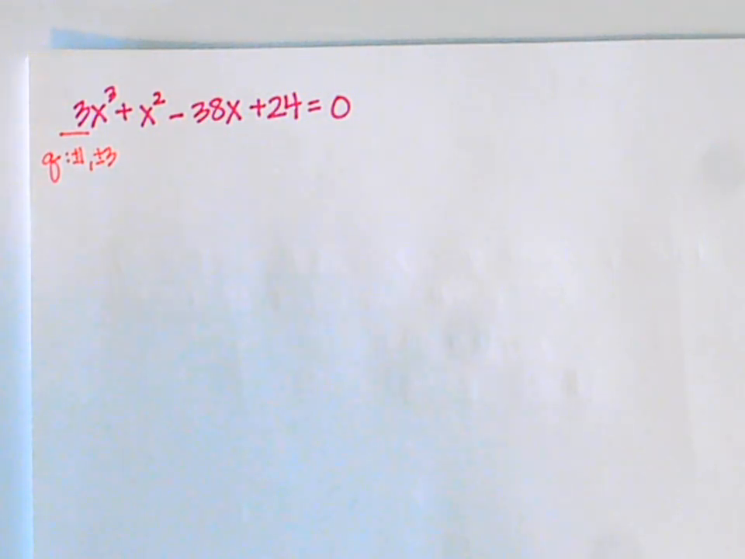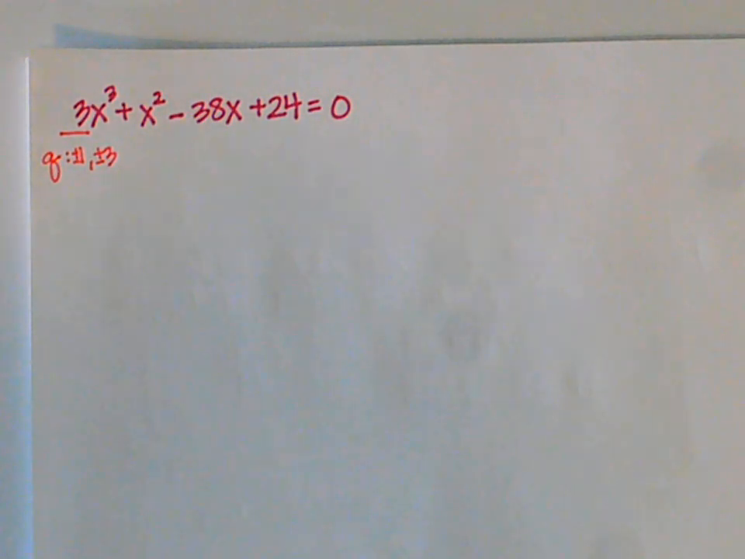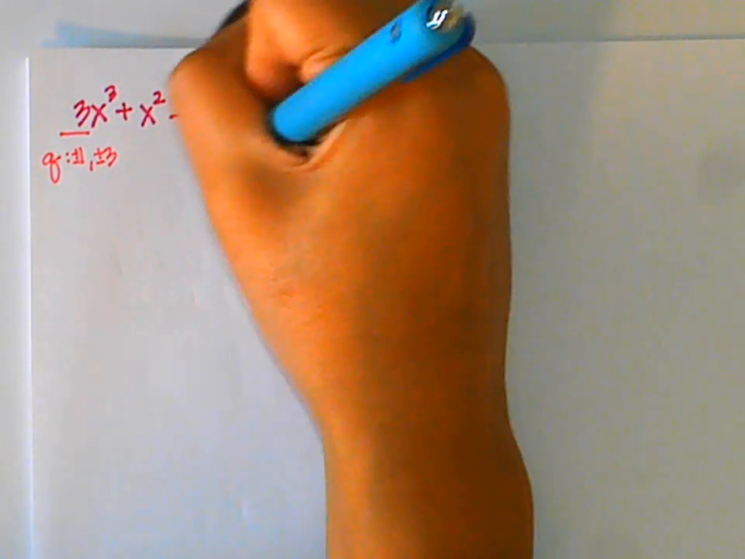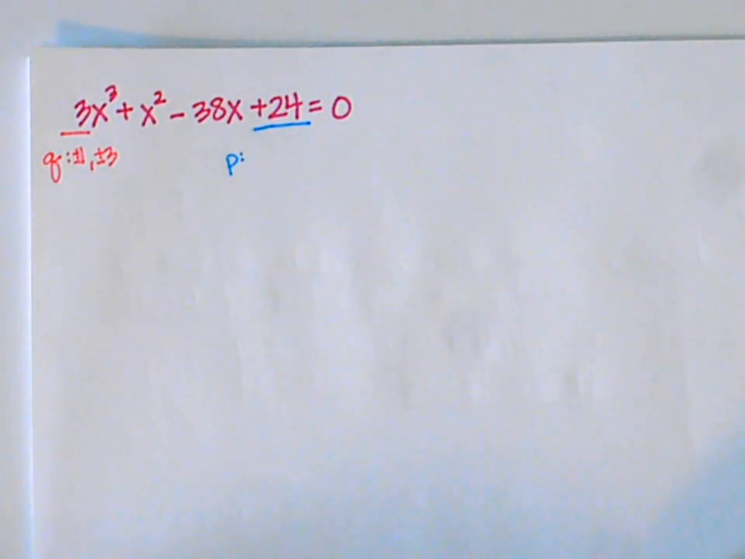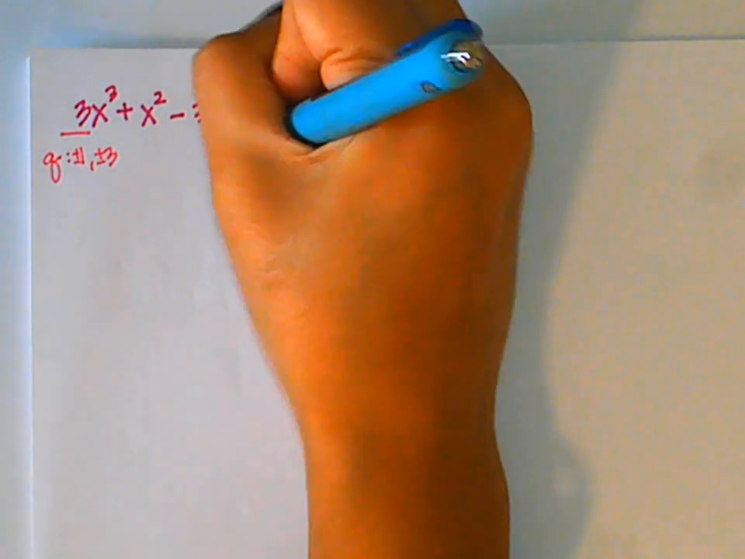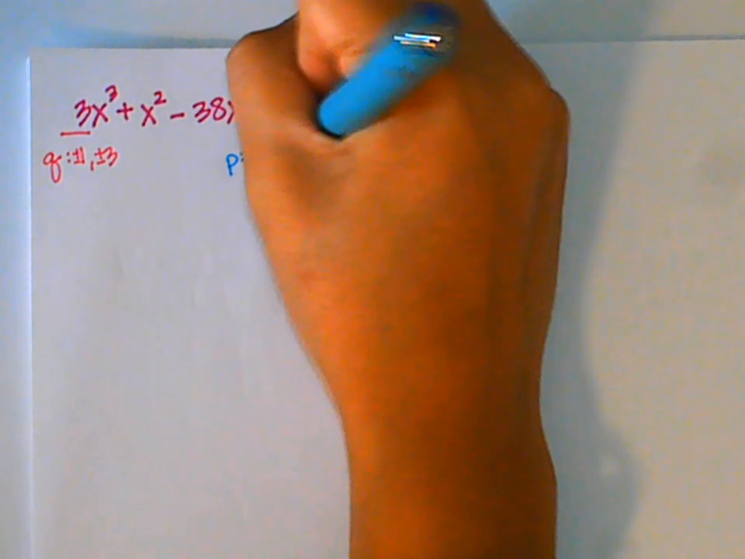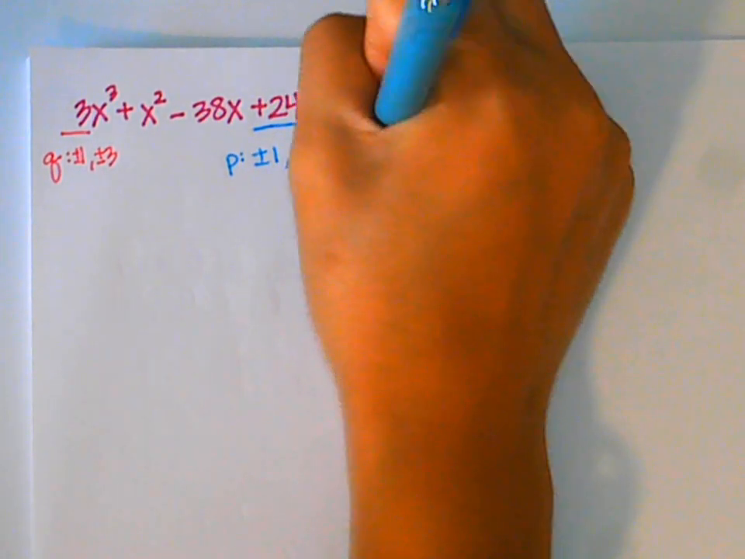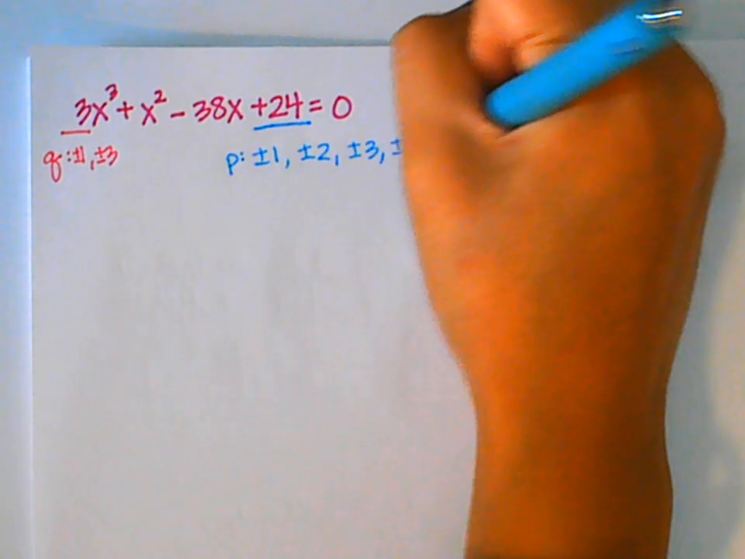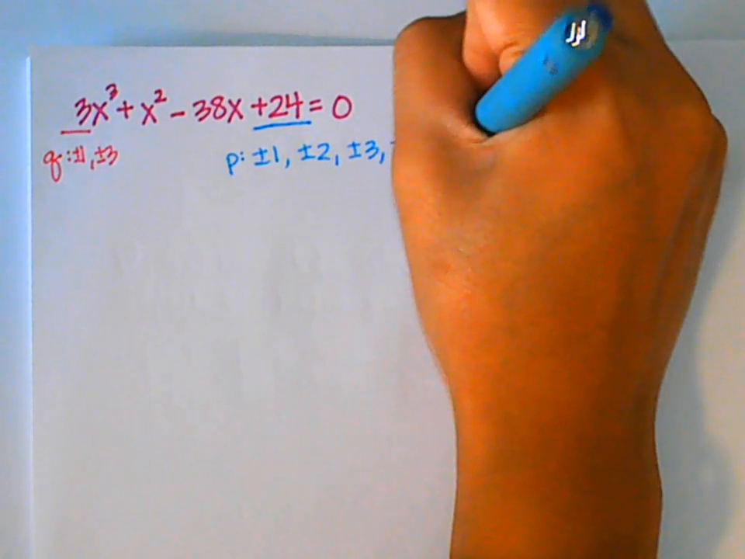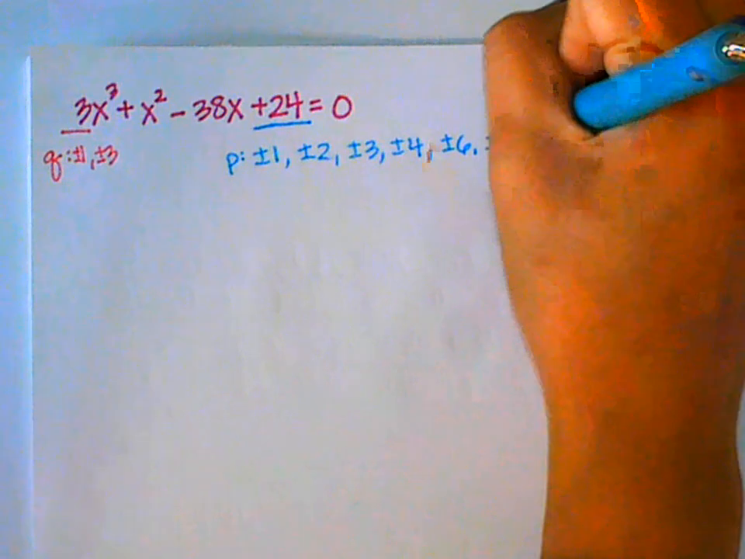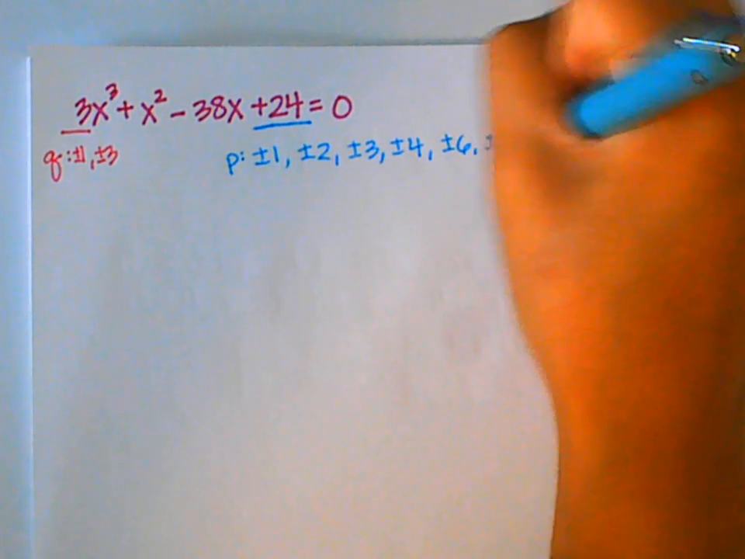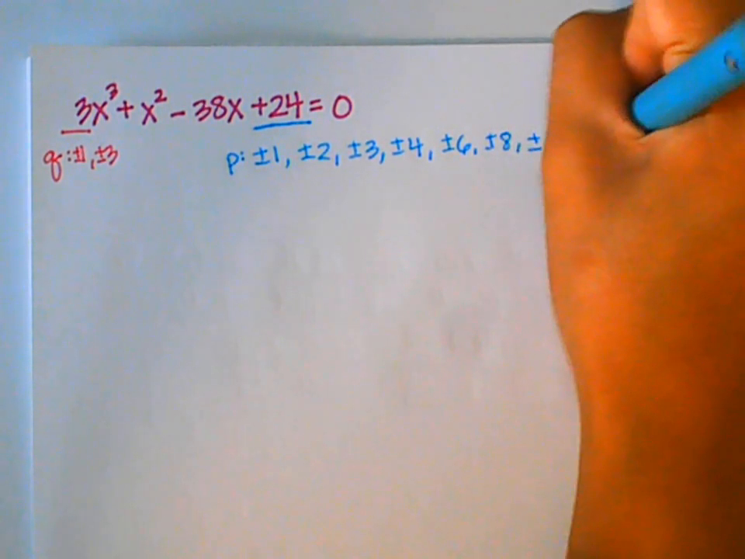Now already I know that's going to complicate things because instead of just having a denominator of 1, which gives me the same number, now I have a denominator of 3, which is going to make things a little bit more interesting. For my p, I'm going to have all of the factors of 24. So I have positive negative 1, positive negative 2, positive negative 3, positive negative 4, 5 doesn't work, 6, 8, 12, and 24.